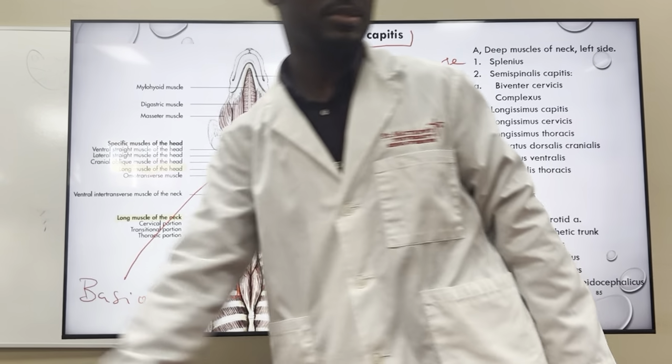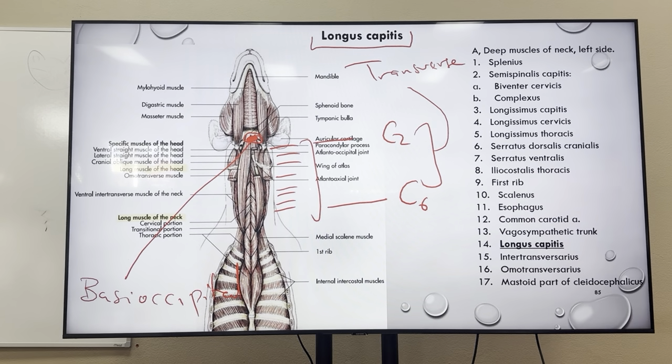So this is the reason why this muscle is called longus capitis, because it has its insertion on the head, that is the basi occipital of the skull bone, on the ventral aspect of the skull.